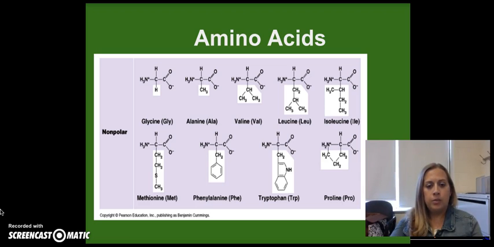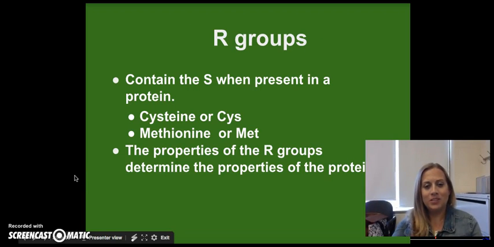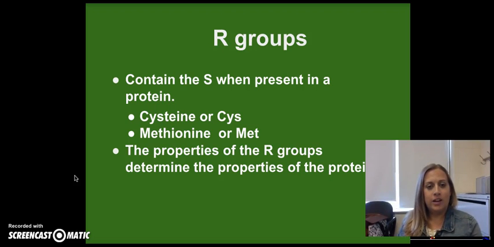So these are nonpolar amino acids. So you can see every single thing that you're looking at has a central carbon, a carboxylic acid on one side, an amine group on the other side, a hydrogen, and then in white is where you see the highlighted R group. So these are going to be your nonpolar amino acids. Here you have your polar amino acids, and then down below your acidic and basic amino acids. So if you are looking at a protein that has sulfur, that sulfur is going to be contained within the R group. And then the properties of R groups are going to be really important because they help to determine the properties of the protein.